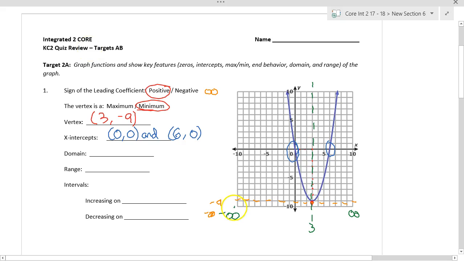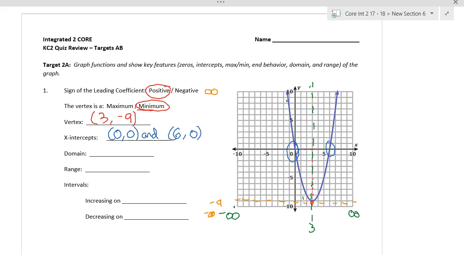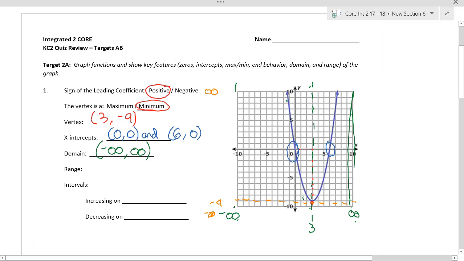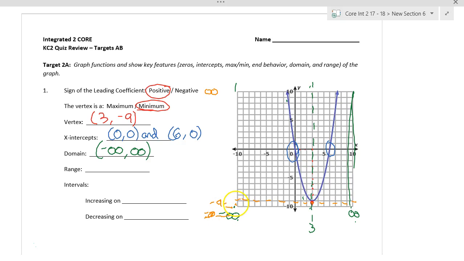So if I look between negative infinity and 3, my graph falls between these two lines. I look between 3 and infinity, my graph falls between those two lines. So, again, my domain is from negative infinity to infinity. Looking at the height, or the range, from negative infinity to negative 9, right? My graph does not fall between these two lines. It falls here between negative 9 and infinity. And I'm going to put that bracket on the number for the range.